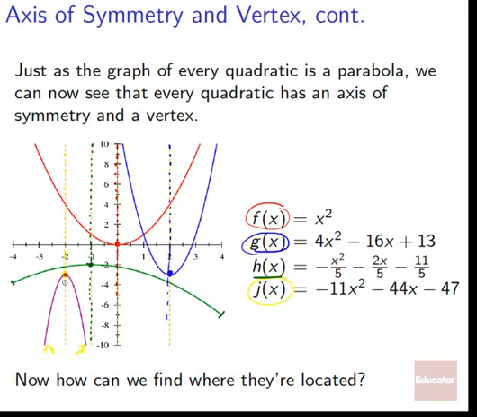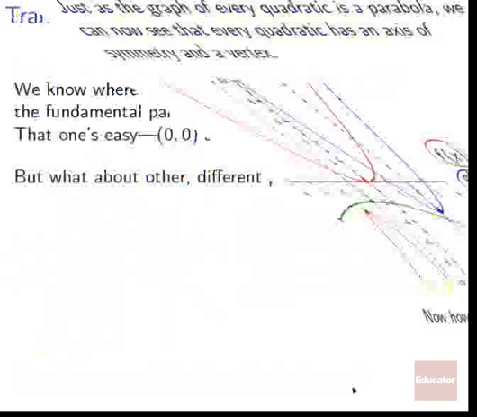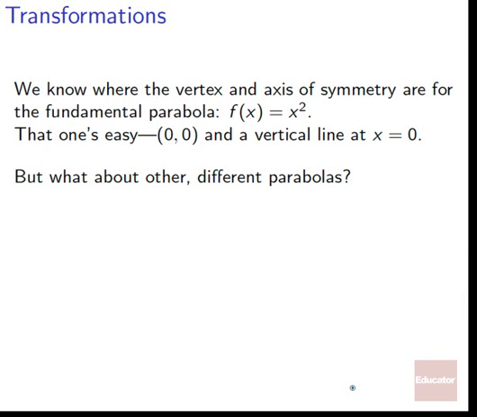So whenever we draw a parabola, we're going to have this vertex and we're going to have this axis of symmetry. Now, how can we find where they're located? Where does this vertex occur? Where does this axis of symmetry occur? We know where the vertex and axis of symmetry are for the fundamental parabola, our normal square function, x squared. That one's going to be easy.